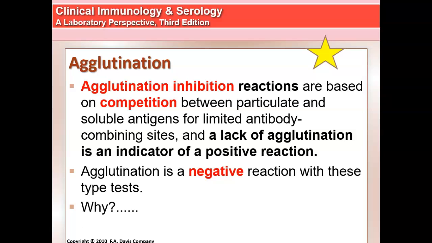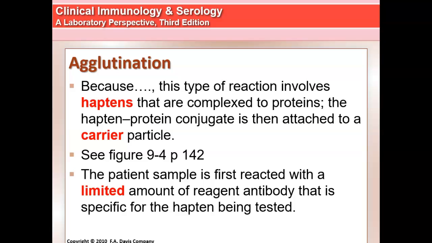Agglutination inhibition is just what it sounds like. With agglutination inhibition reactions, a lack of agglutination is a positive reaction. So let's go through this pretty slowly. Agglutination inhibition reactions are based on competition between particulate and soluble antigens for a limited number of antibody combining sites, and a lack of agglutination is an indicator of a positive reaction. So in these tests, agglutination is a negative reaction. So why? Let's think through this.